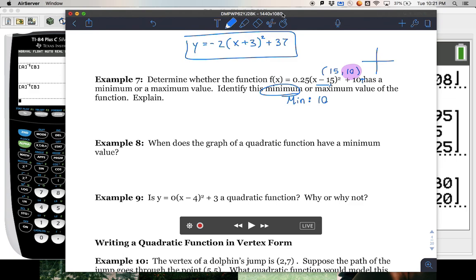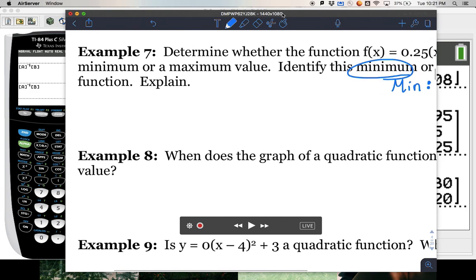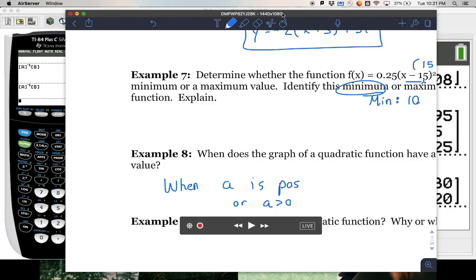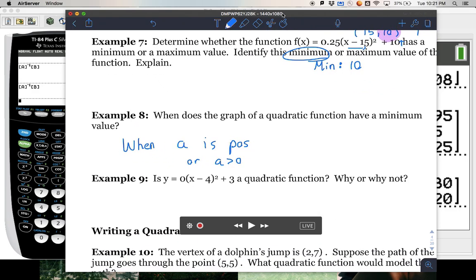When does a graph of a quadratic function have a minimum value? We can say this is when the a is positive, or you can say when a is greater than 0. Sometimes they'll write it that way. Right there, so that's it right there.